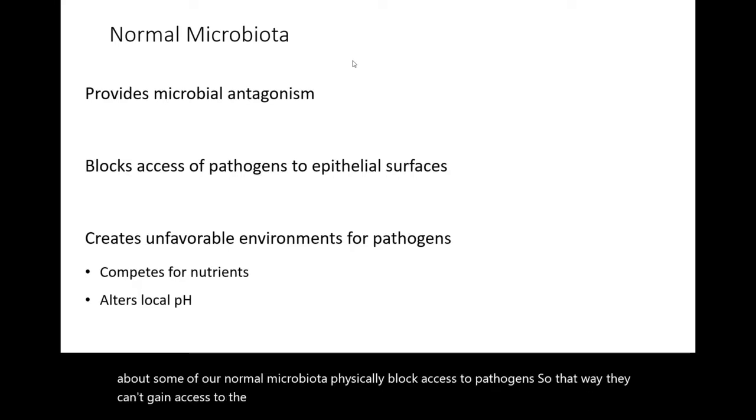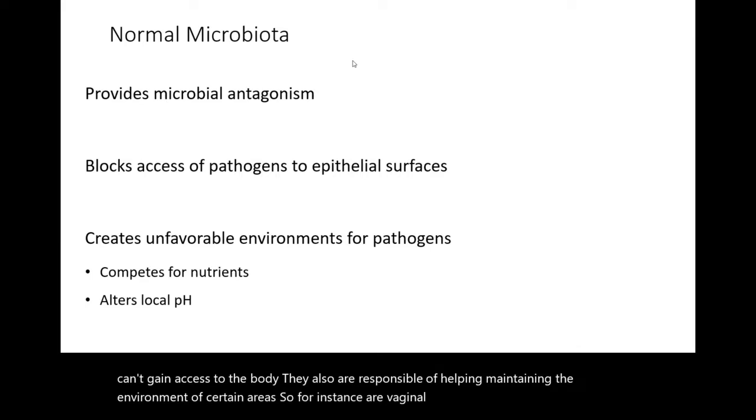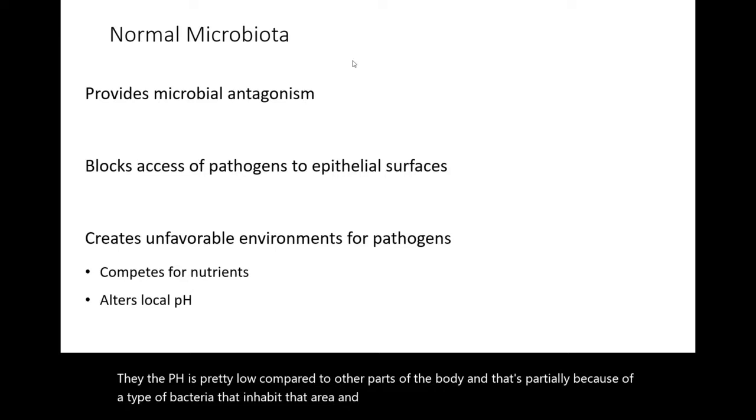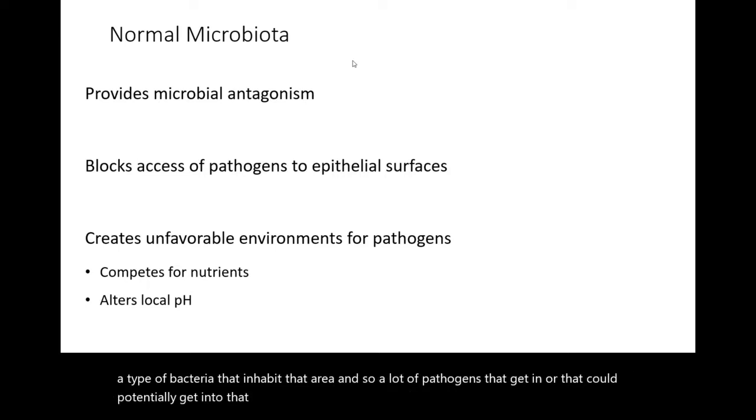And so they do this in a variety of ways, depending on which part of the body we're talking about. Some of our normal microbiota physically block access to pathogens, so that way they can't gain access to the body. They also are responsible for helping maintain the environment of certain areas. So for instance, our vaginal microbiota, the pH is pretty low compared to other parts of the body. And that's partially because of a type of bacteria that inhabits that area. And so a lot of pathogens that could potentially get into that area aren't going to be able to survive because of that low pH that is maintained by part of our normal microbiota.